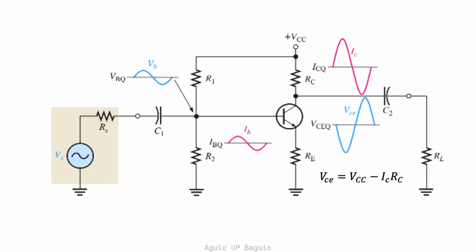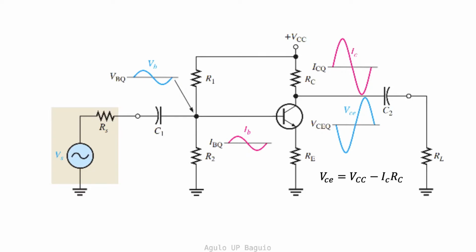Thus, C1 prevents DC biasing from the internal source resistance to the voltage divider bias, while C2 prevents DC biasing from the load resistance to the already present DC bias voltage at the base and at the collector. These capacitors appear as shorts to AC signals but appear as open switches to DC signals. Let's now take a look at how amplification is achieved.